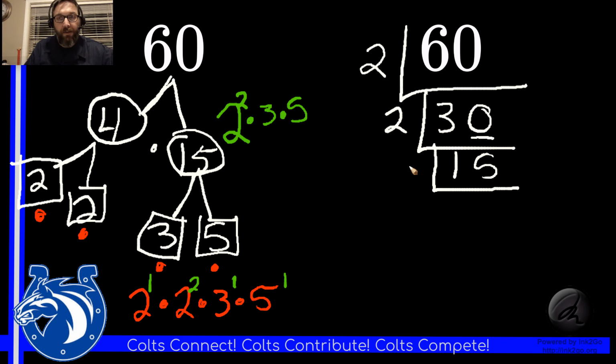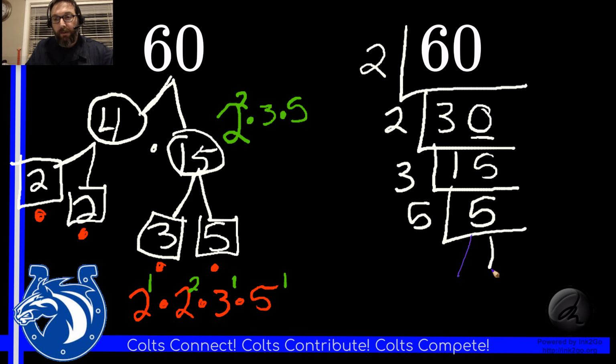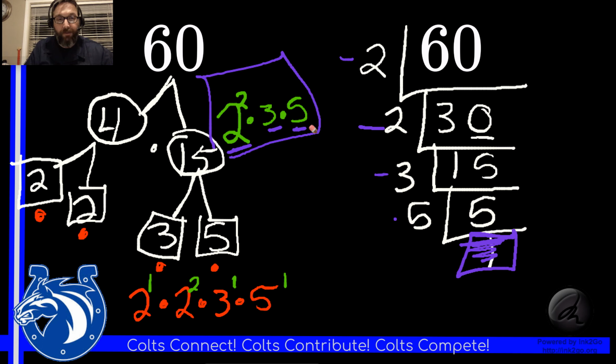We no longer have an even number, so we got to go on ahead and find another one. 3. 3 goes into it. That gives us a 5. Pull the 5 out. That leaves us with a 1. And as you remember from class, because it's 1, we are done. And what do we have? We are right back where we started on the other side. We have 1, 2 2's, 1 3, and 1 5. So either way you do it, the prime factorization is 2 squared times 3 times 5.